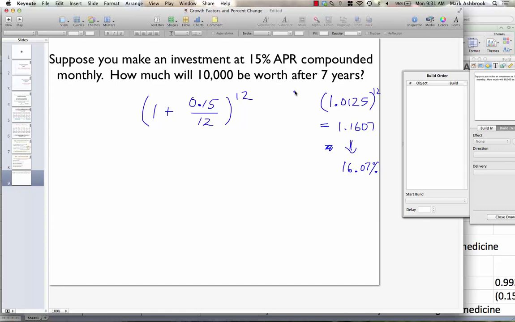Who has learned something in the last couple of weeks? Christopher. 10,000 times 1.1607, which I'm going to write this way. So if this is the annual growth factor and we want it after 7 years, then we need the 7-year growth factor, which is to the 7th. Okay, let's find it. What is it?